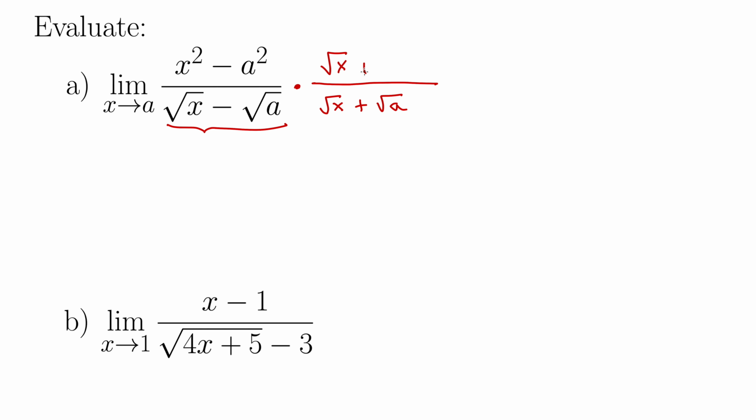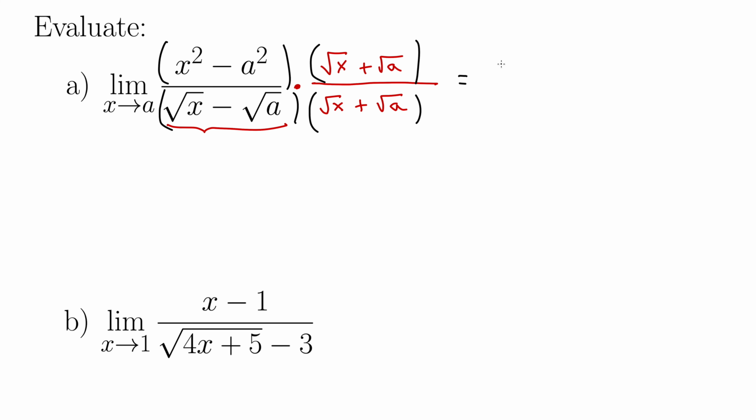Make that square root of x plus square root of a, all right? So you want to do the exact same thing on the top and the bottom because we're really just multiplying by 1. Okay, what does that do for us? Well, let's see what happens. It makes the numerator a lot worse. We can be honest about that.